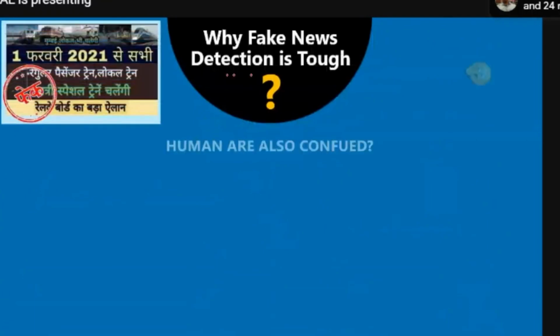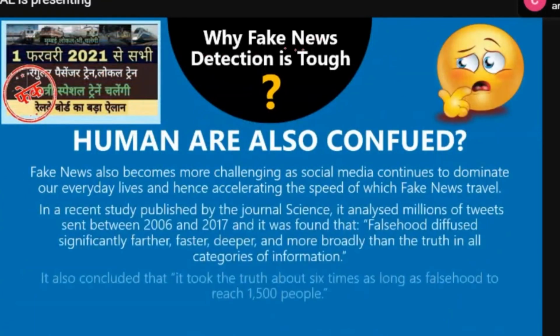Firstly, why is it very tough to detect fake news? You can see this news example. If you can read Hindi, I think most of you can. In this news, it is written that from 1 Feb 2021 every passenger train will start. This was found to be fake. Someone posted it on a Facebook profile, so you would trust that the Mumbai local train will start. So humans are also confused.